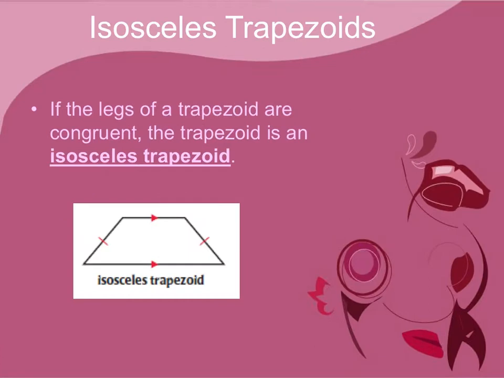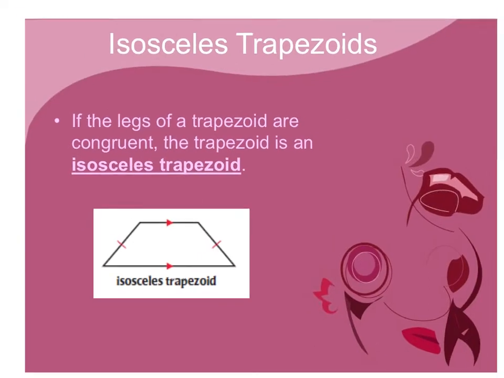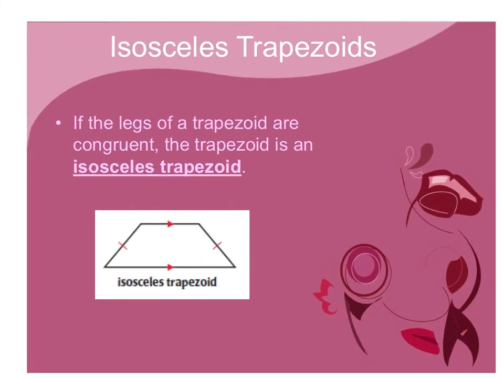They're talking about a special trapezoid, and this one's called an isosceles trapezoid. If the legs of the trapezoid are congruent, then the trapezoid is isosceles. Notice the congruency marks on the legs. It's showing that this leg is congruent to this leg, making this an isosceles trapezoid. Just like we had an isosceles triangle, 2 sides are going to be congruent.